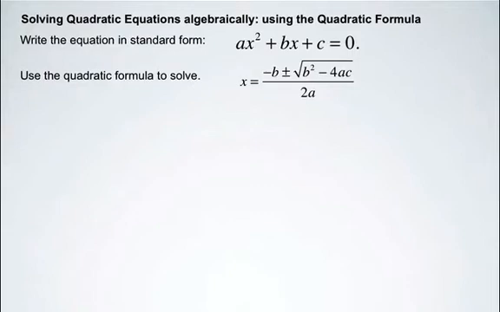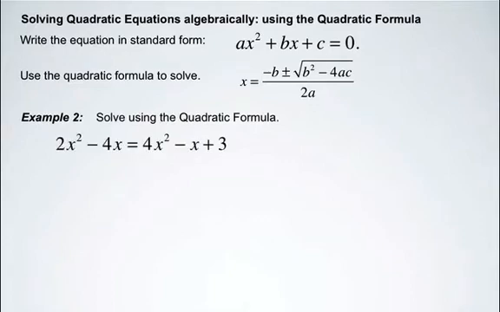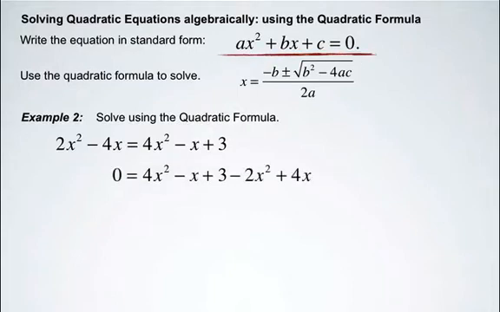Solving quadratic equations algebraically using the quadratic formula. Here's a second example. We'll solve this using the quadratic formula. 2x squared minus 4x equals 4x squared minus x plus 3. What is our first step? Our first step is to reorganize everything to one side, so that we have ax squared plus bx plus c equals 0.